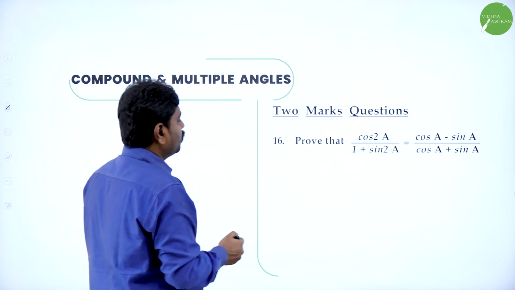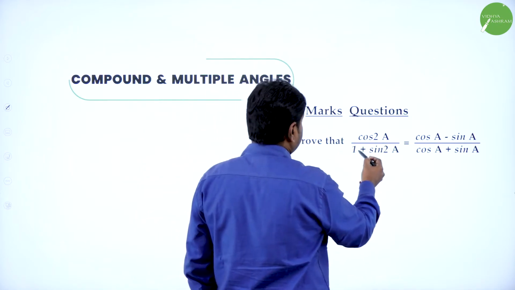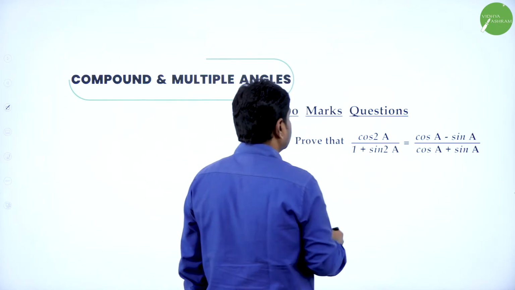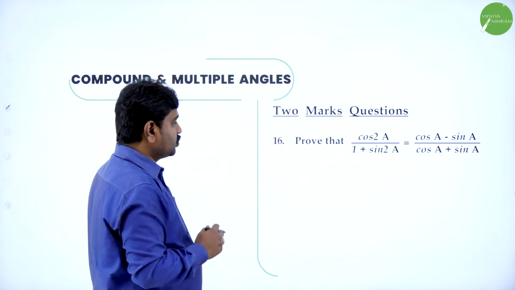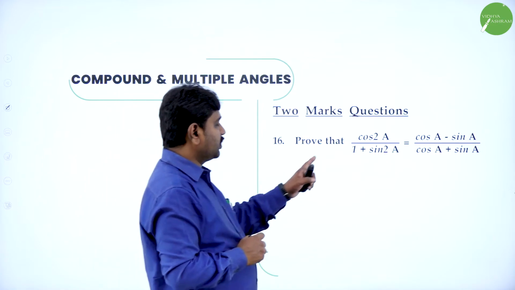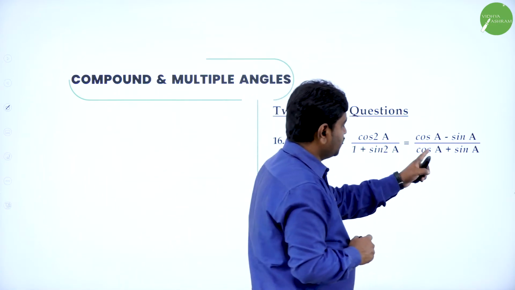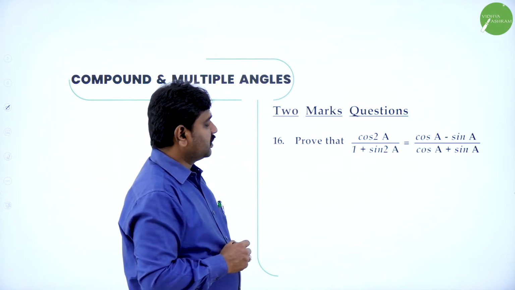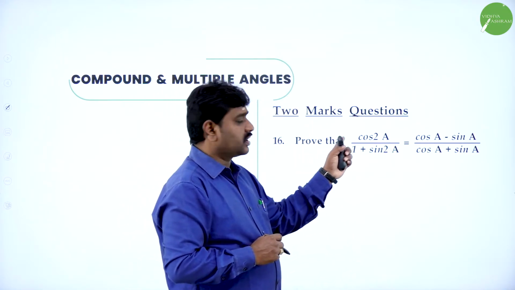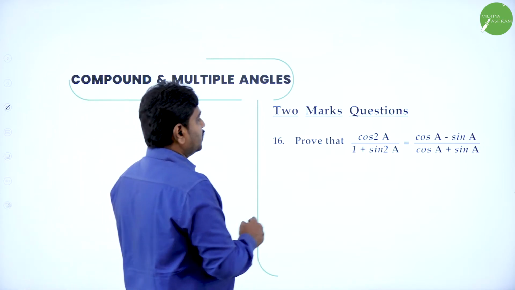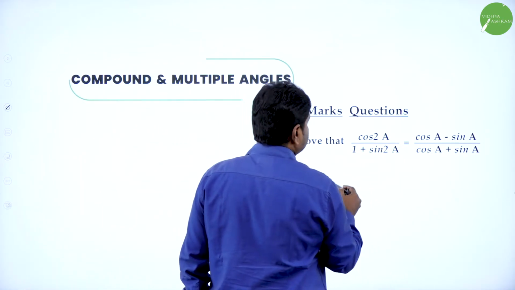Then prove that cos 2A by 1 plus sin 2A is equal to cos A minus sin A by cos A plus sin A. There are two methods. We can take RHS and rationalize, or we can take LHS and simplify. And here this is made up of cos and sin.